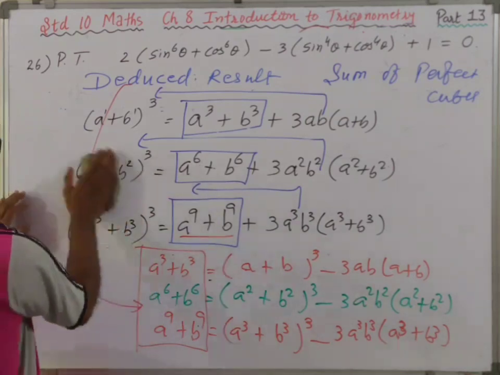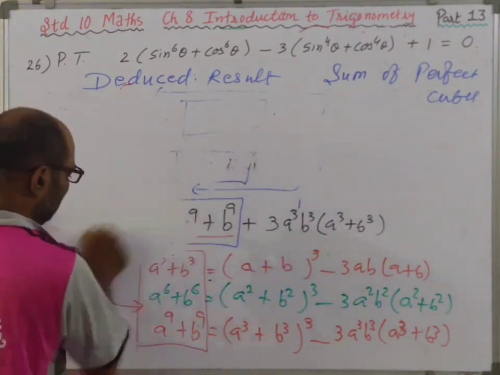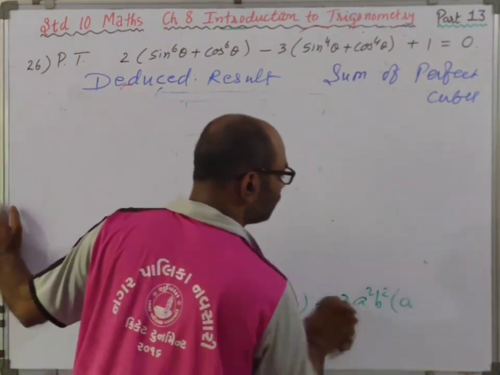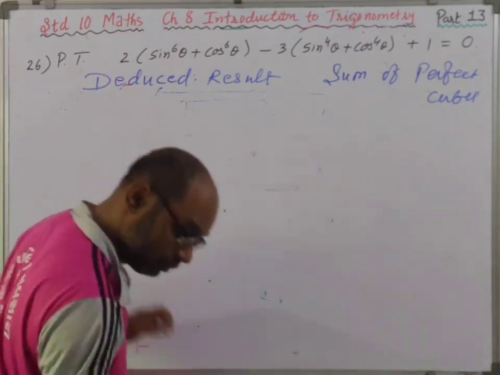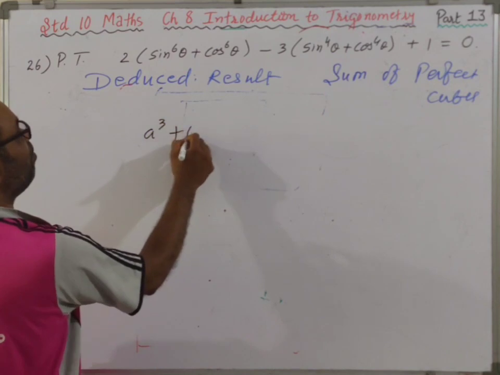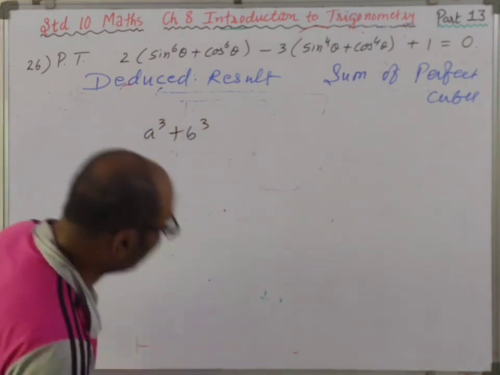All right, I am going to apply this in trigonometric ratios. See that now. All right, a cube plus b cube, sum of perfect cubes. That we have already done.